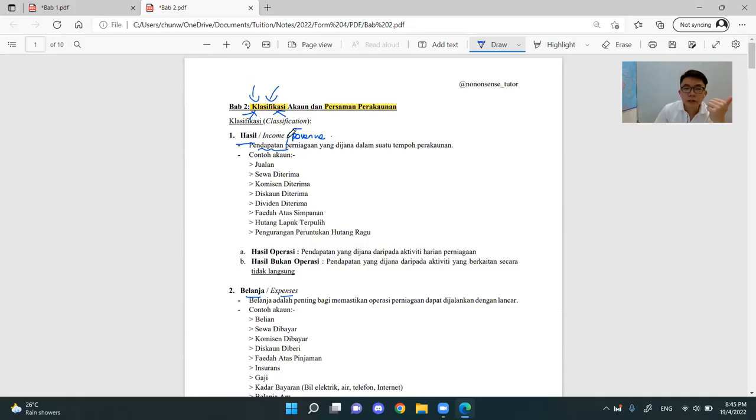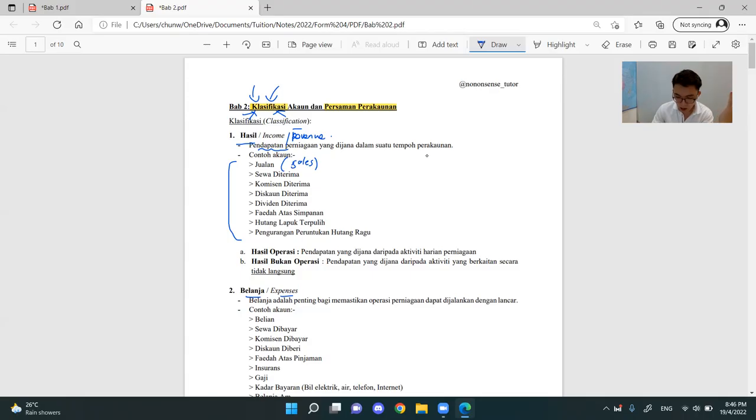Okay, so hasil, I told you, income, very, very simple definition, right? Okay, it means pendapatan. Okay, and dijana dalam satu tempoh perakaunan. Alright, so contoh. Okay, so these are the example and these are the terms that you will be seeing throughout your accounting life, I would say. Alright? So you always number jualan. You know what's jualan, right? So jualan in English means sales. So when you jual barang, the hasil yang kamu dapat untuk jual barang itu, you have to record it as jualan.